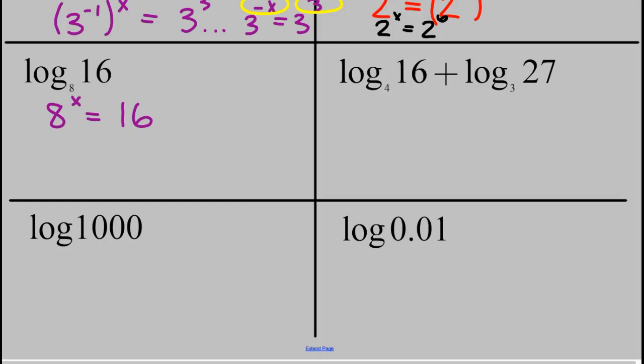Let's think about our number sense here. 8 to the 0 is 1. 8 to the 1 is 8. And 8 to the 2 is 64. So where does 16 land between 1, 8, and 64? It lands somewhere in between here, right? So my answer is going to be somewhere in between 1 and 2, right?